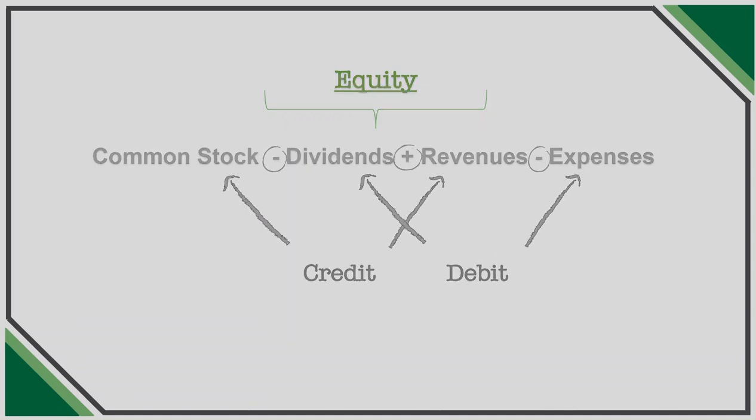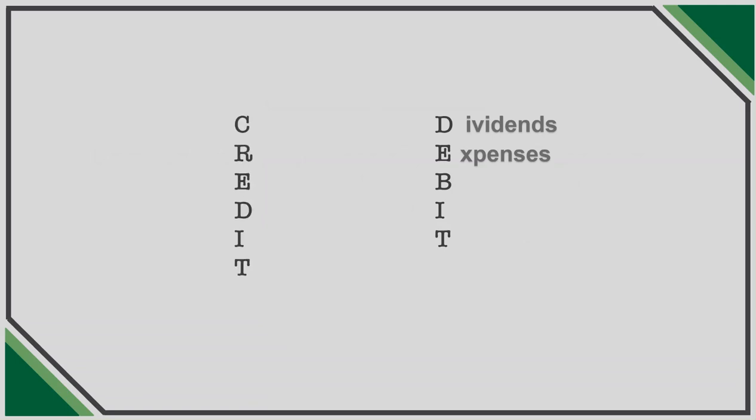A useful way to remember the components of equity is to use the first letters of debit and credit. Debit is dividends and expenses are increased, and credit, common stock and revenue are increased with a credit.